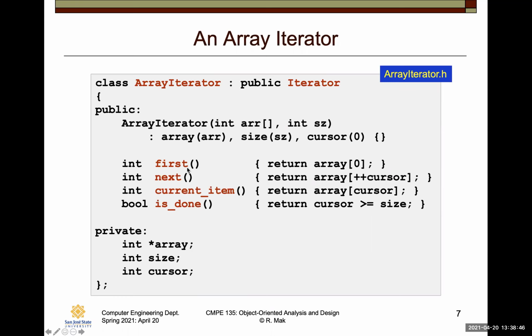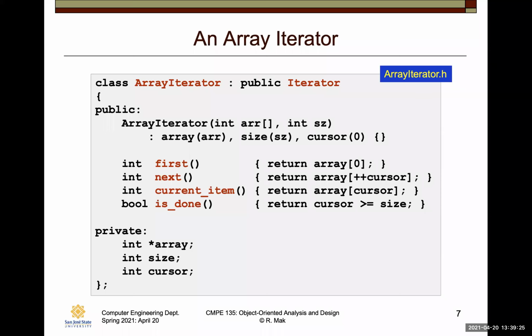Well, then these functions are really easy to implement. The function first returns the first element of the array. Next says, return the next element of the array, and so, of course, we increment cursor by 1 and return the value of the array at the new cursor position. Current item says, just return the array element at the current cursor position, and is done tests whether or not the cursor has reached the end of the array. So there's our iterator for an array.